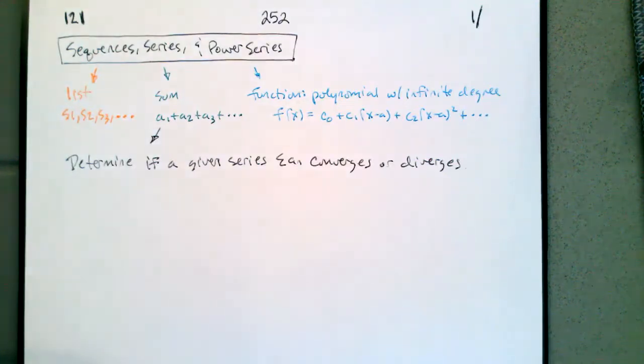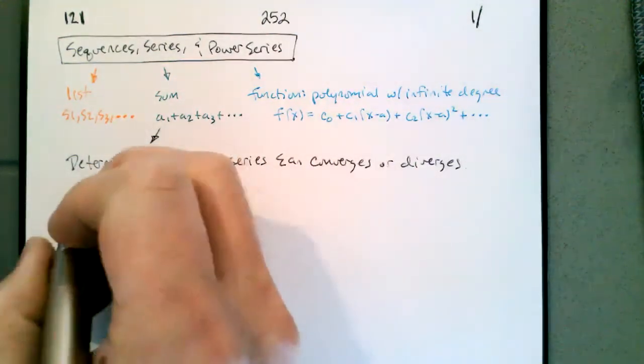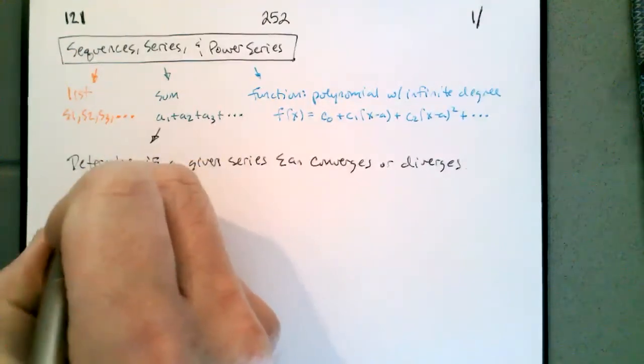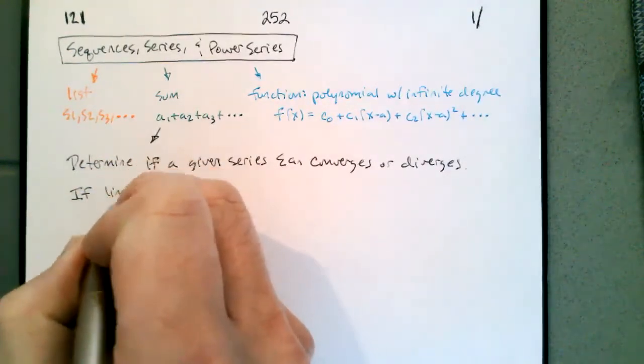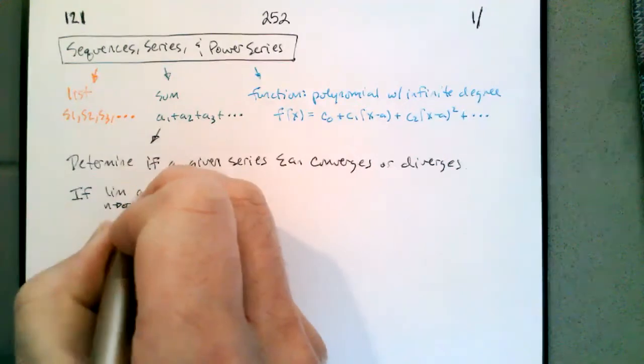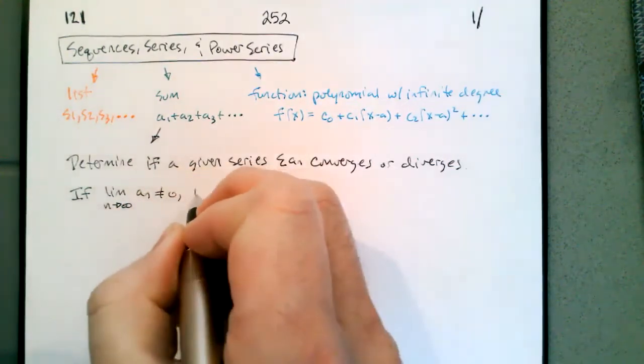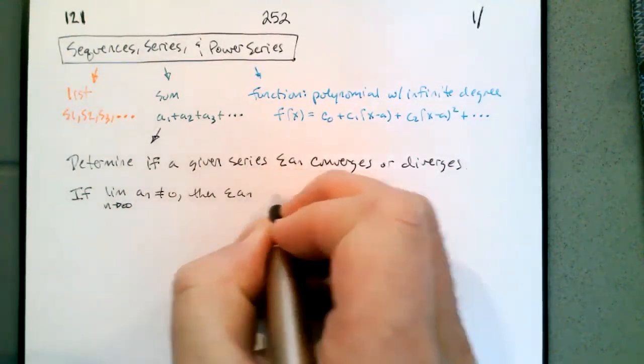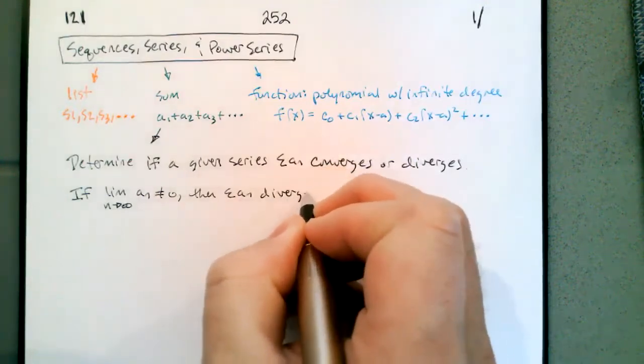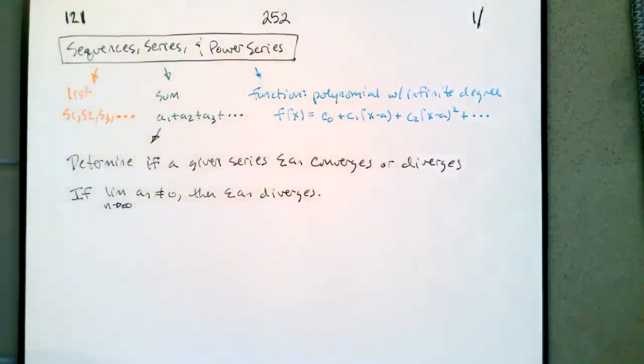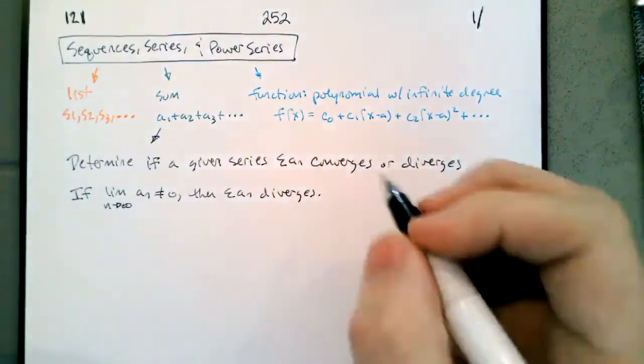So let's remind ourselves, since it's a Monday, let's remind ourselves of the things that we know. So first, this is the big one. This is the necessary but not sufficient condition. If the limit of the terms is not 0, then the series AN diverges. So this is important. This establishes a necessary but not sufficient condition for convergence.